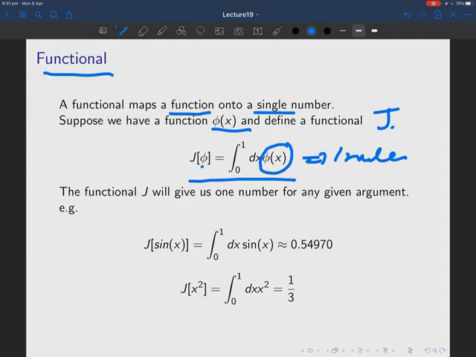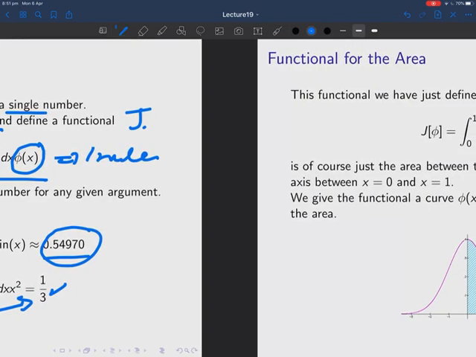So it takes a whole function like sine of x, or it doesn't matter what you do. So let's take our function as sine of x. We plug in sine of x, we do an integral from 0 to 1 dx of sine of x, and we get that. And that's the output. So sine of x gets mapped on to that. If we put in x squared as our function, the functional maps it on to the integral of x squared between 0 and 1, and it gives us a third. So again, we've taken a functional which maps this function onto one number, and one number only. That looks a bit odd, but that's what a functional is.